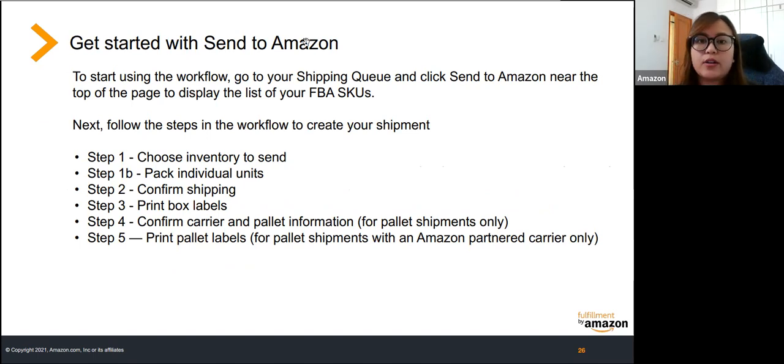Step 2, confirm your shipping after you've already packed the individual units. After that, you'll be printing your box labels. This is either done on your end or our end, depending on the options that you have available. And then you will be confirming your carrier that we will be suggesting to you from our list of service providers. And lastly, it will be to print pallet labels so that when these shipments go out to the fulfillment center in the US marketplace, it's all very clear once it reaches the location. And this is only done through the Amazon Partner Carrier Program.